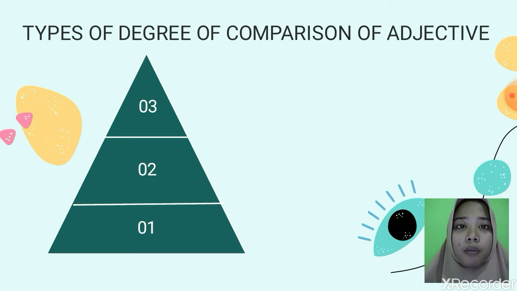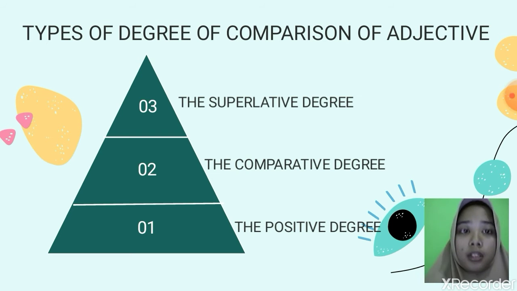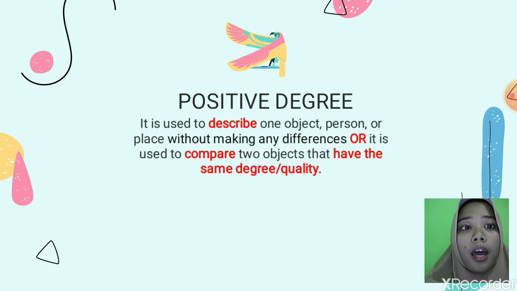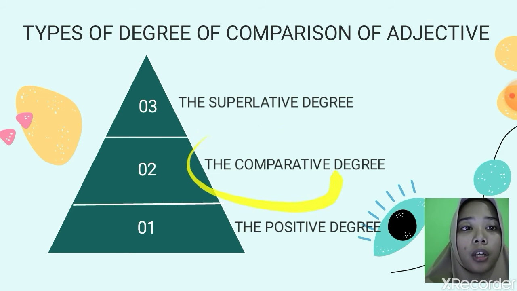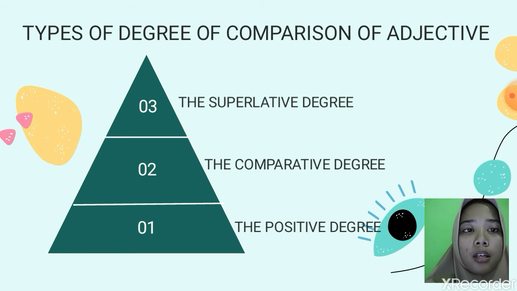Here I would like to tell you about the types of degree of comparison of an adjective, and there are three types. The first one is the positive degree, the second one is the comparative degree, and the third one is the superlative degree. I conclude that the positive degree has the ordinary level of comparison, the comparative has a higher level, and the superlative has the highest level of comparison.